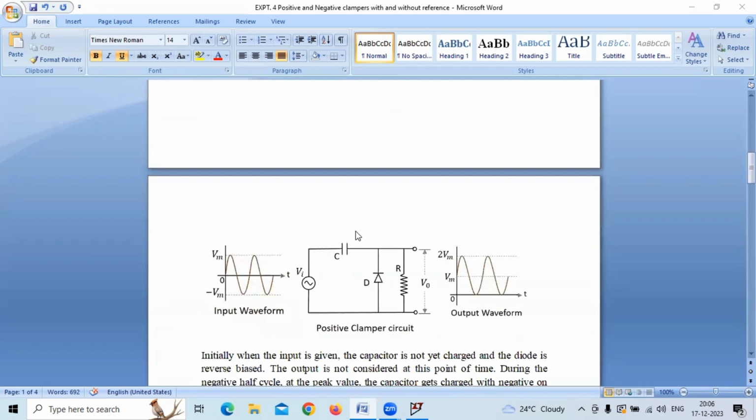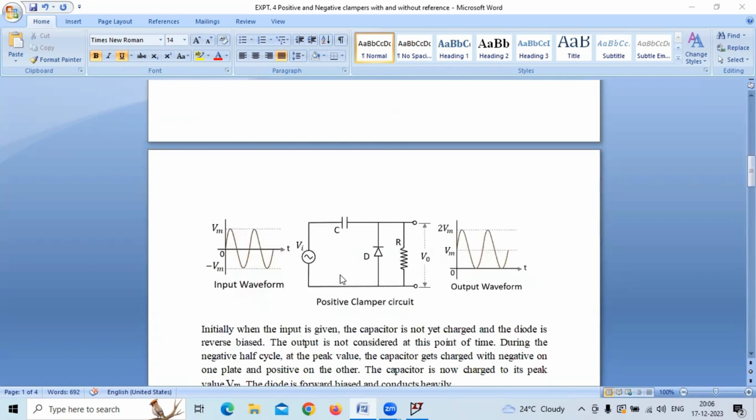If you see the circuit operation, in this circuit we have a capacitor, a diode, and a resistance. Normally, when the positive half cycle comes, this terminal becomes positive and this terminal becomes negative, in which case directly output is applied to a resistance. This will not be considered for the first half cycle.